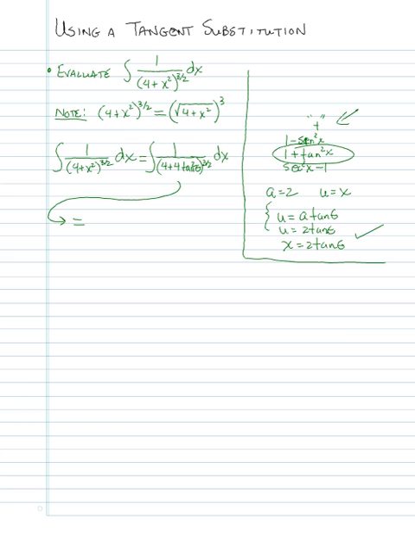Now, how are we going to replace dx? Well, we look up here at what x is. And remember, what we're really doing is we're finding the derivative of x with respect to theta. That's what we're really doing here. And when we do that, what do we get? What's the derivative of tangent?